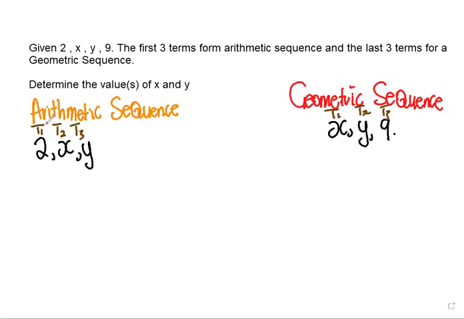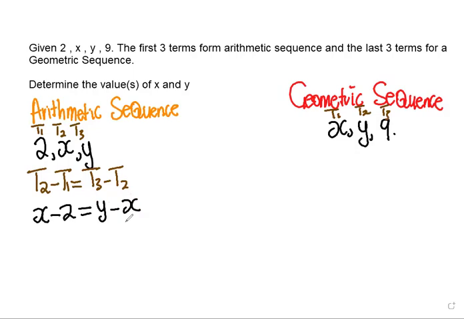Now, we're going to find what? We're going to find the common difference because the arithmetic sequence has a common difference. We get the common difference by saying T2 minus T1 equals T3 minus T2. And then we're going to simply substitute, right? Our second term is x, so it will be x minus our T1, which is 2. So we're going to have x minus 2 equals, then our third term is y, so it will be y minus the second term, which is x.